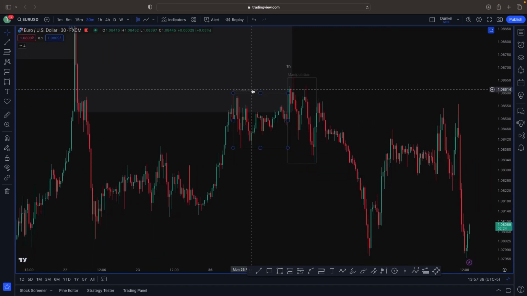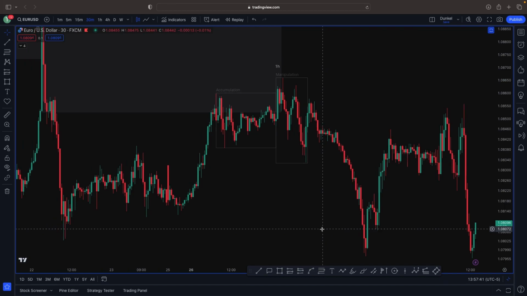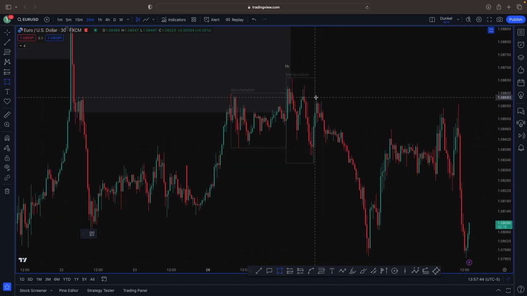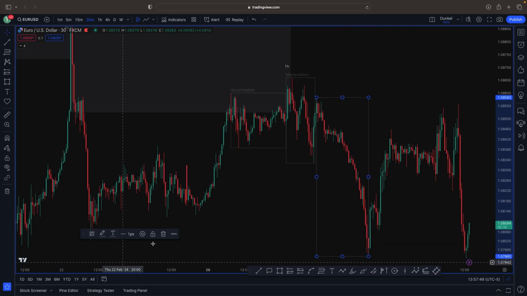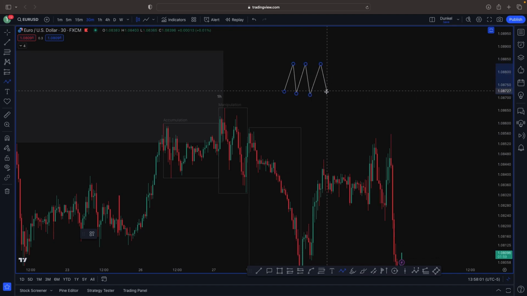So we have accumulation, manipulation, and then we have a distribution to the downside, which is right here. So it's an accumulation, then we usually take out both sides of the range. First, the liquidity that built up above the range, and then the liquidity that built up below the range.